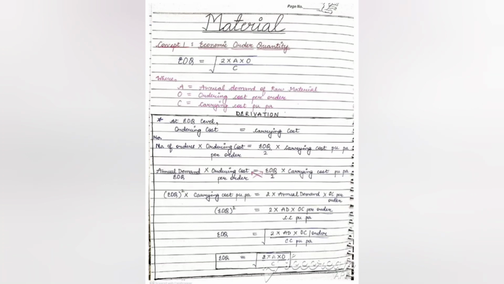Material. Concept 1: Economic Order Quantity, which is also known as EOQ. So, EOQ is equal to under root 2AO divided by C, where A is equal to annual demand of raw material, O is equal to ordering cost per order, and C is equal to carrying cost per unit per annum.